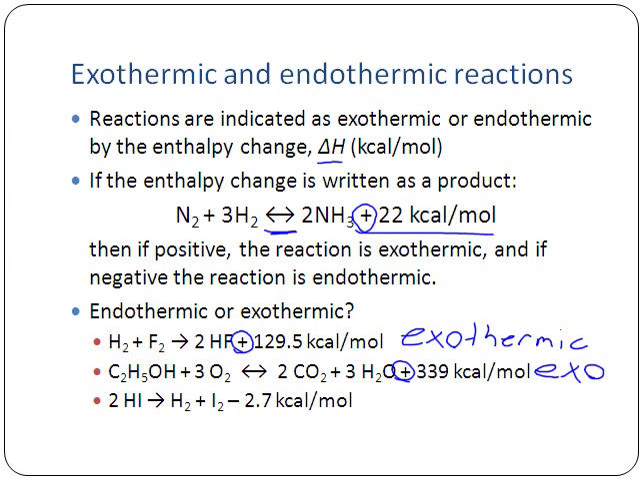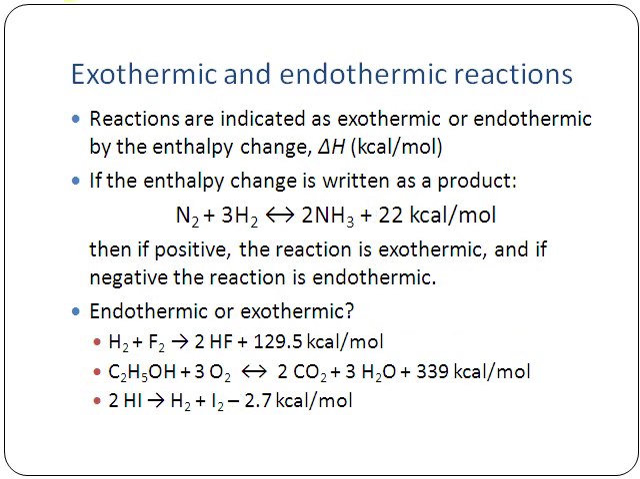Our last one, 2HI yields H2 plus I2 minus 2.7 kilocalories per mole. We have a negative sign here, and so that means this is going to be an endothermic reaction. So looking at the enthalpy change is a very quick way, if you have an equation written out and it does have an enthalpy change on it, to figure out whether it's an exothermic or endothermic reaction. So onward we go again.